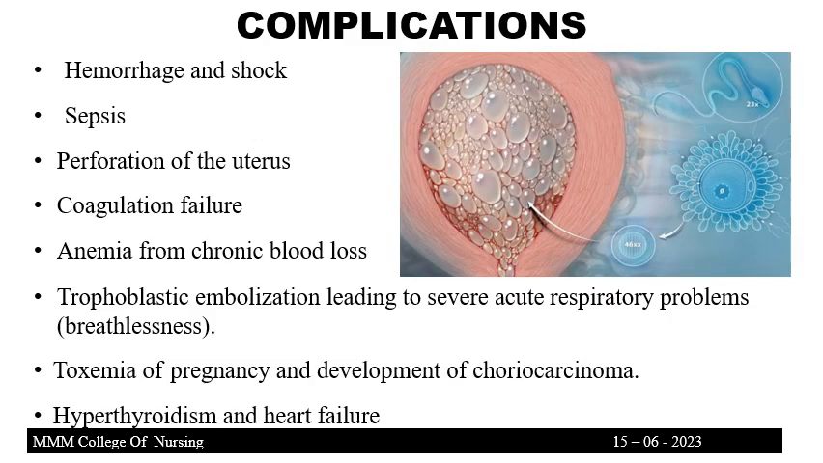Complications: hemorrhage and shock, sepsis, perforation of the uterus, coagulation failure, anemia from chronic blood loss, trophoblastic embolization leading to severe acute respiratory problems, that is breathlessness, and toxemia of pregnancy, and development of choriocarcinoma, hyperthyroidism, and heart failure. So if this mole is a complete mole, there is a high chance of this hydatidiform mole developing into a choriocarcinoma, that is cancer of the trophoblast.